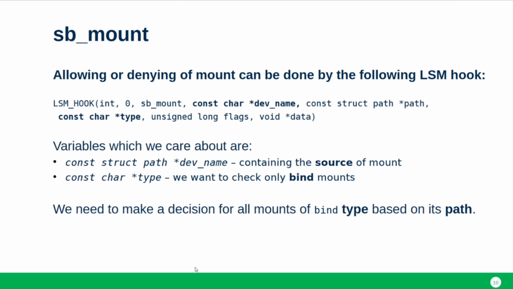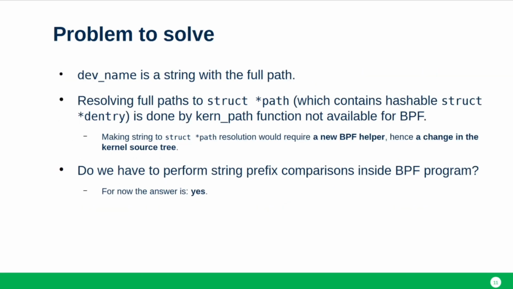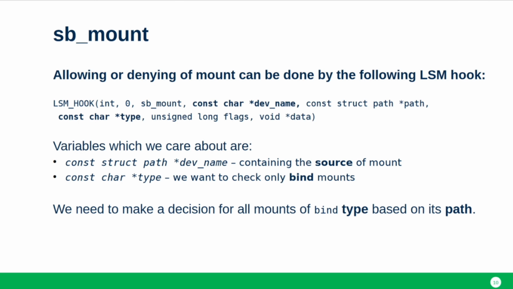We are interested in the dev_name, which is the source of the mount, and type, which defines the type, because we want to filter out only bind mounts. And yeah, we need to make a decision for mounts to the container mount namespace based on the type and the path, the source path. And the problem to solve there was that dev_name is a string with the full path. I was optimistically thinking at the beginning that the struct path, which contains a hash of the directory, is also what we receive as a source path, but it's a destination.